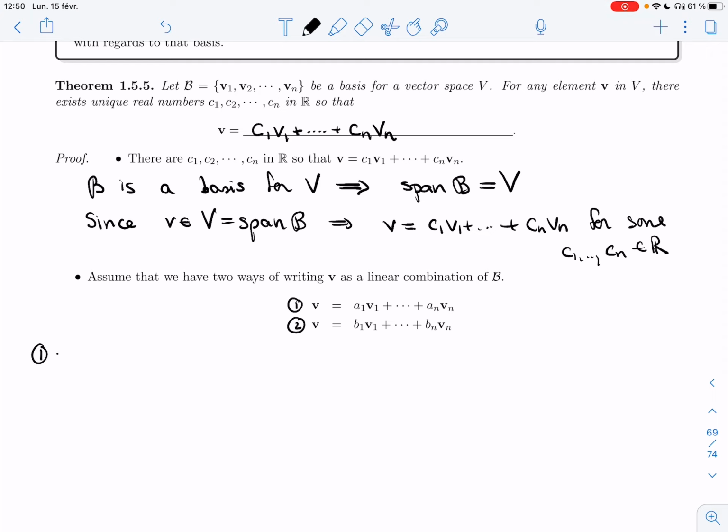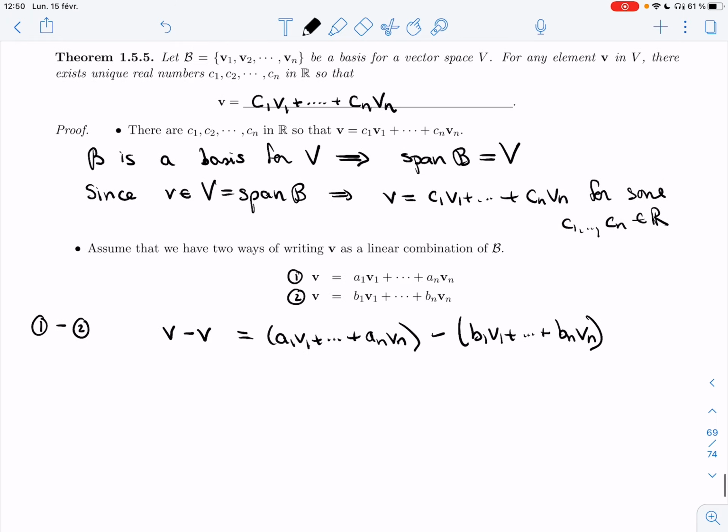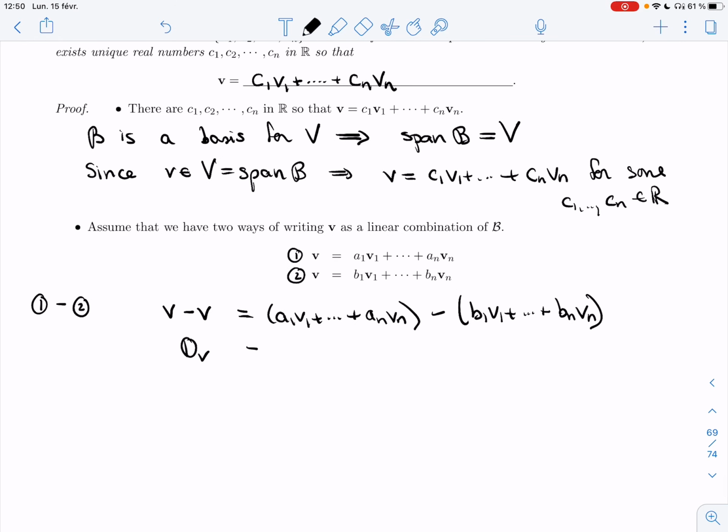If I look at equation 1 minus equation 2, I'm going to get v minus v. That's going to be equal to a1 v1 plus ... plus an vn minus b1 v1 plus ... plus bn vn. All right, v minus v, that's just 0. And then here I can rewrite this by grouping the terms with the same v together. All right, perfect.